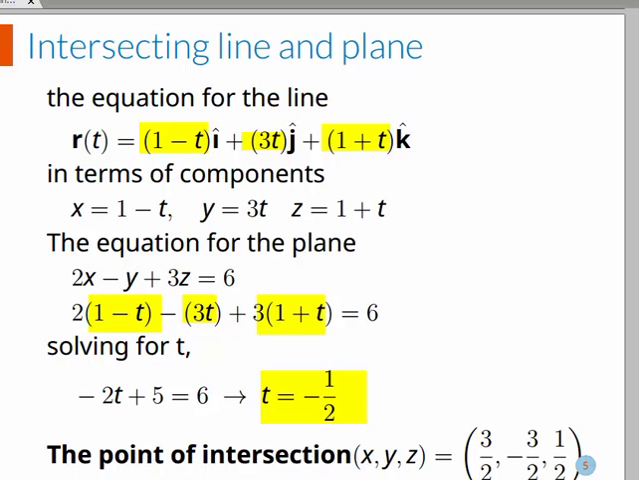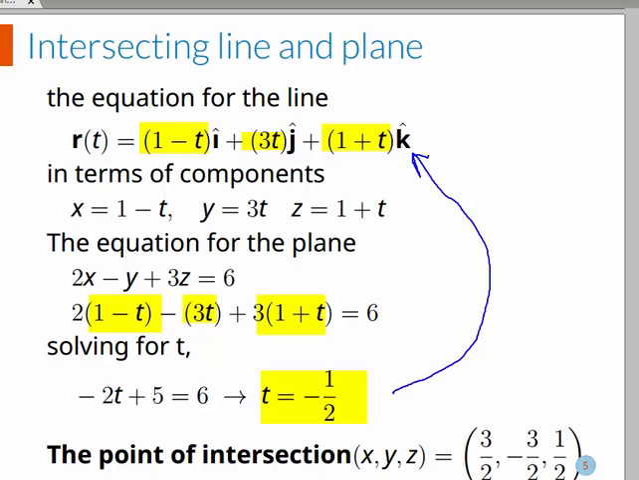So what is that point? Go back here to your equation for the line, substitute this value of t, and the values of x, y, and z that you get are the values for the point. That's where the line is going through the plane. So there's your value of x, y, and z. 1 minus -1/2 is 3/2, and so on.